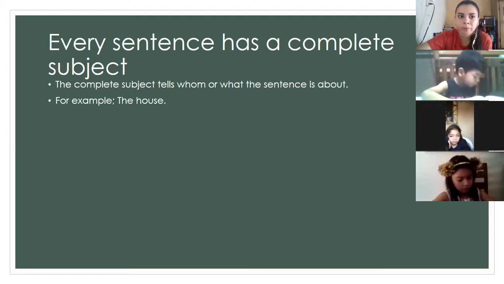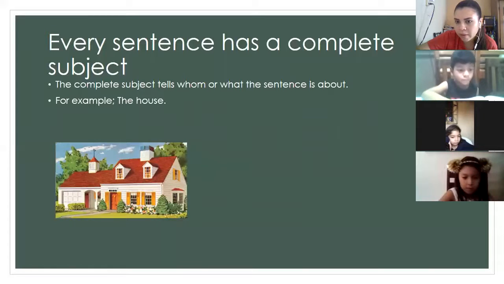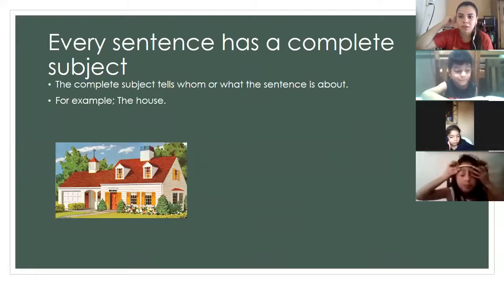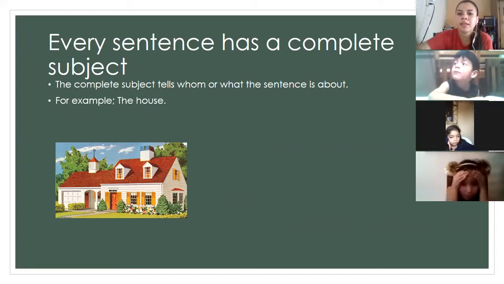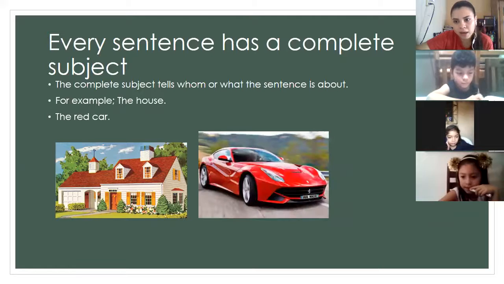For example, we have the house. The house is a subject in the sentence. We have the picture. This is a subject, and the name of this subject is house. The other example is the red car, because we talk about the car. So the car is a subject. It's the person, the thing, or the place that we talk about.